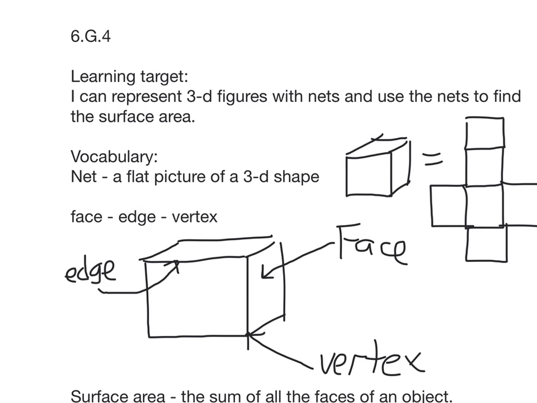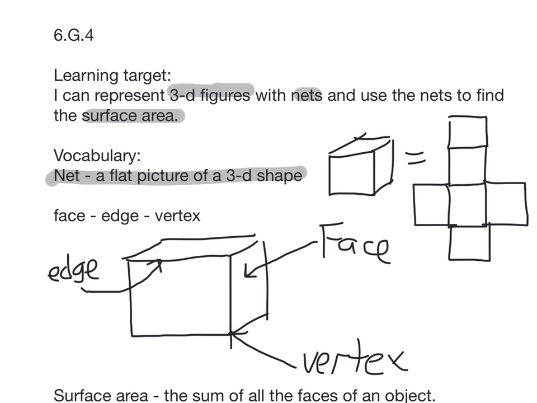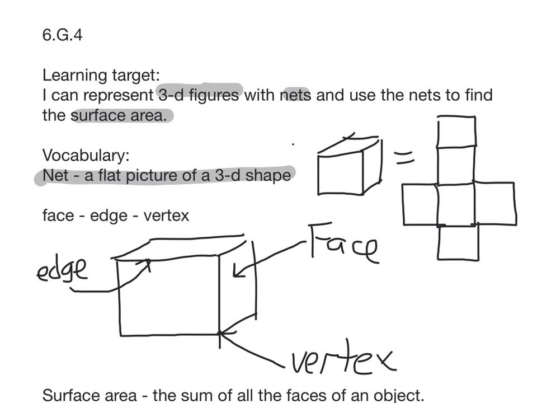Lesson 6.g.4, you're going to learn to represent 3D figures, three-dimensional figures, with nets, and use the nets to find surface area. So what's a net? A net's a flat picture of a 3D shape. So if you look over to the right, that's a cube. That's the net of a cube. It's basically if the figure was made of cardboard and you unfolded it, it would look like this net.